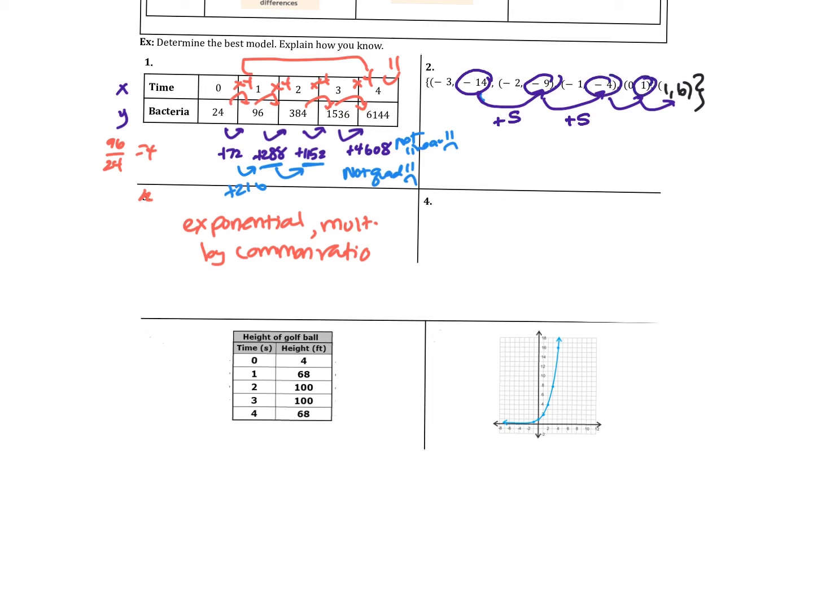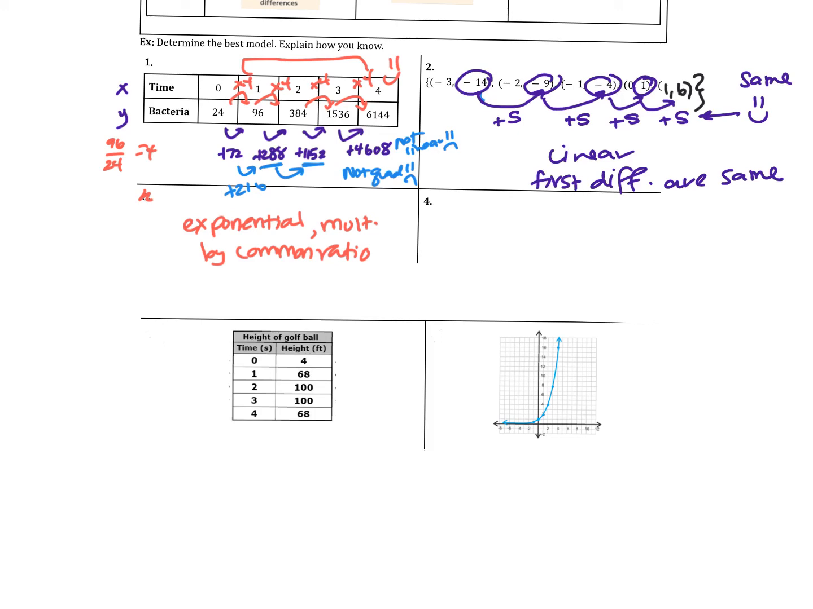To get from -4 to +1, we're adding 5. And to get from 1 to 6, we're adding 5. These are all the same, which means this is a linear model since our first differences are the same, or since we have a common first difference.